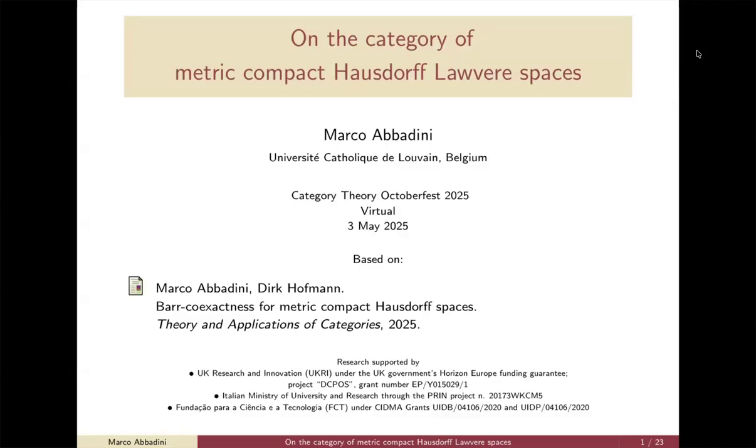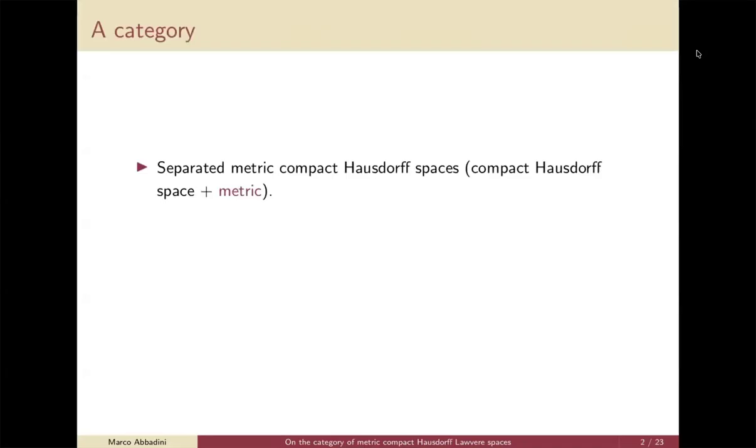Unfortunately, this talk is not a talk in category theory, but rather is a talk about a specific category, namely the category of separated metric compact Hausdorff spaces, which we will see are certain compact Hausdorff spaces equipped with a metric. And this category is an approximation of the category of compact metric spaces, but it's much better behaved. So I hope that studying these examples also gives food for applications of the theory and possibly some insights to develop the theory.